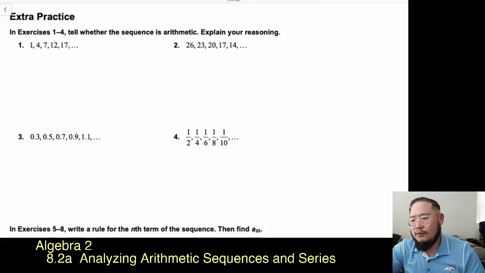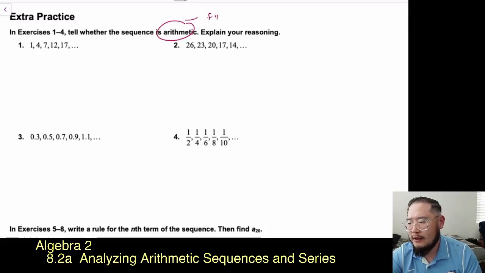First off, we're supposed to tell whether the sequence is arithmetic and then explain your reasoning. Remember, we need to find, is there a common difference? That's kind of the main thing. Find the CD, meaning common difference. And so let's take a look at the terms right here.